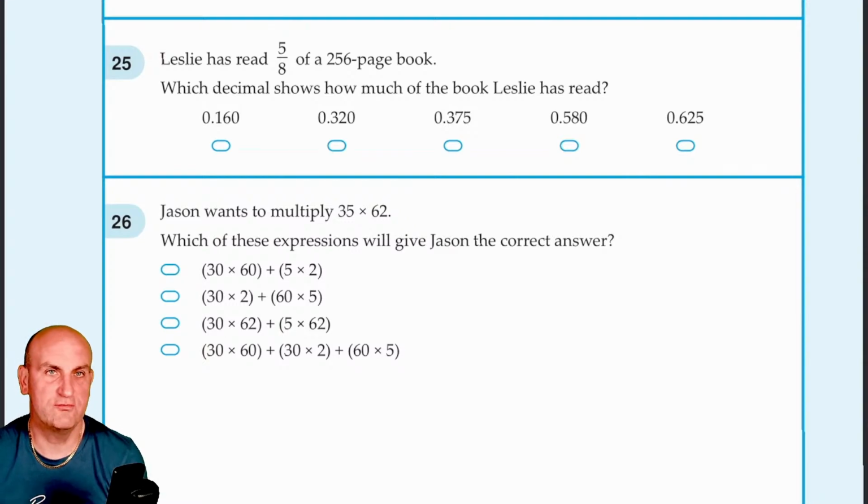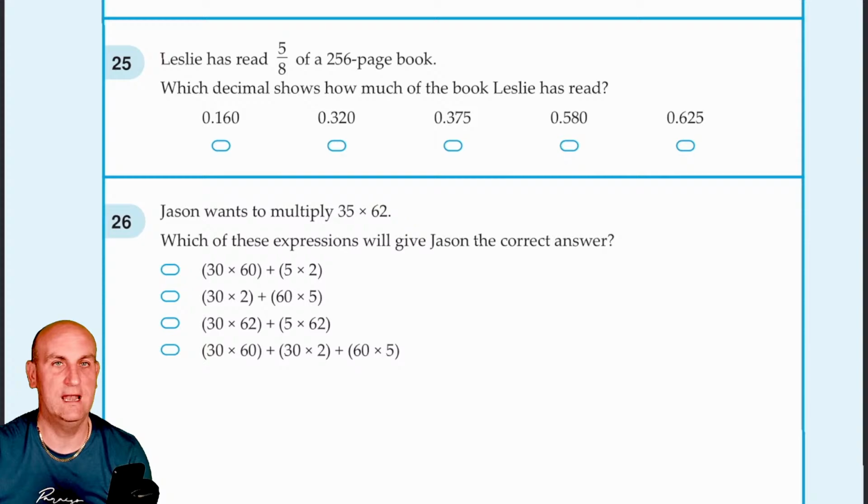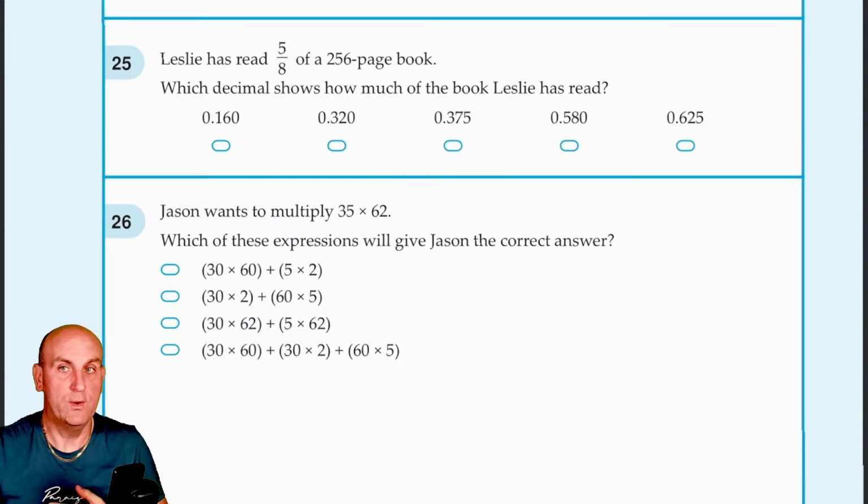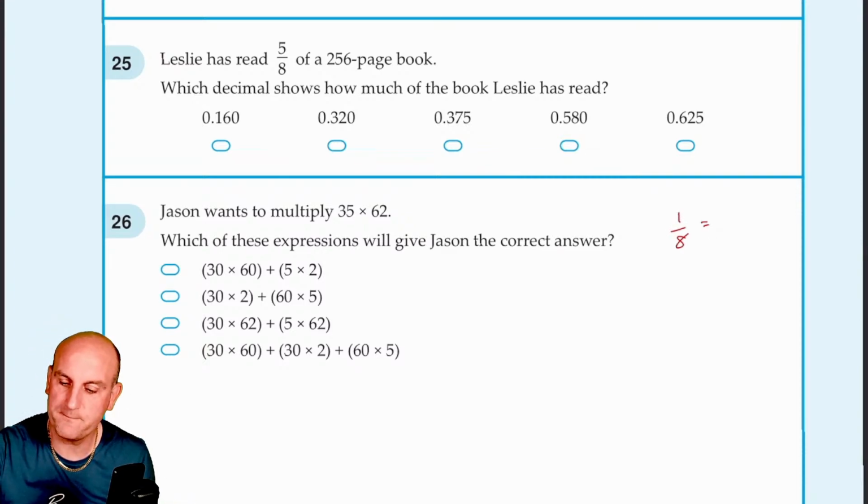Leslie has read 5/8 of a 256-page book. Keep going, Leslie. Love the reading. Which decimal shows how much of the book Leslie has read? Well, again, lots of ways of doing this. When I was at school, we were taught to actually learn all of the most common decimal numbers. And I remembered that 1/8 was 0.125. So I can times that by 5 if I wanted to.